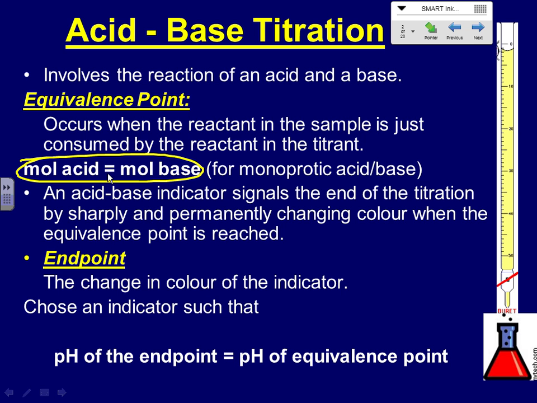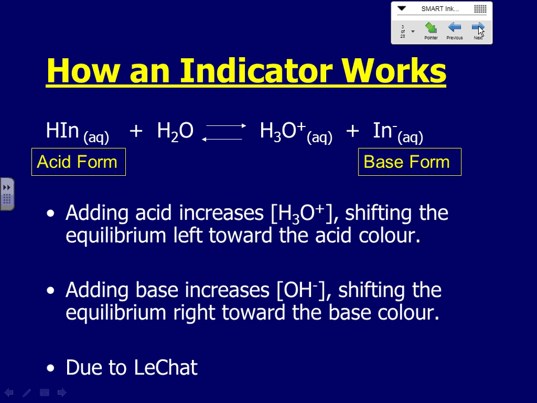So the equivalence point is where the moles are the same, and in the end, we want an indicator to change color so that we know when the equivalence point takes place, all right? That color change is what we call the end point, and in an ideal world, the pH of the end point needs to be equal to the pH of the equivalence point. So before we continue on here, let's talk a little bit about indicators.